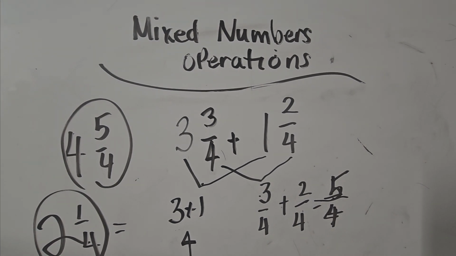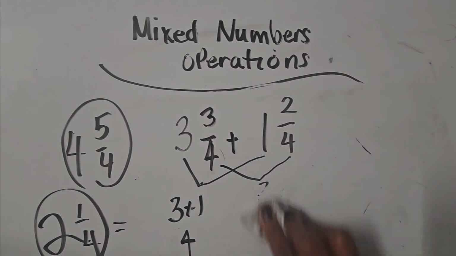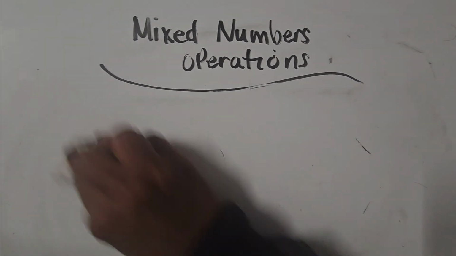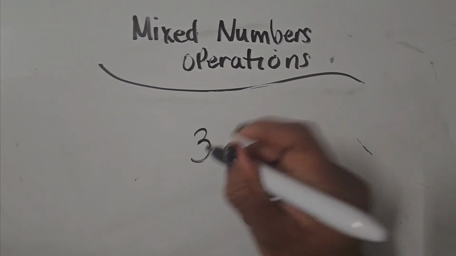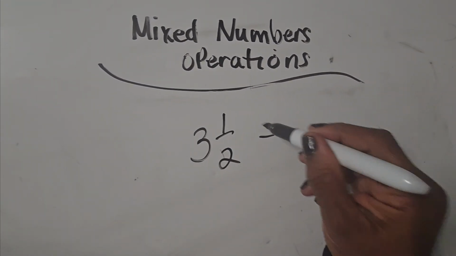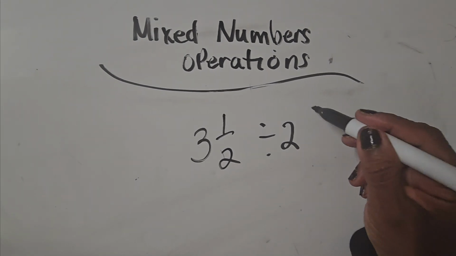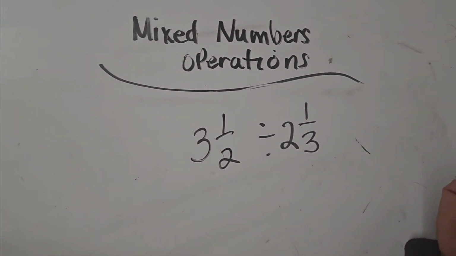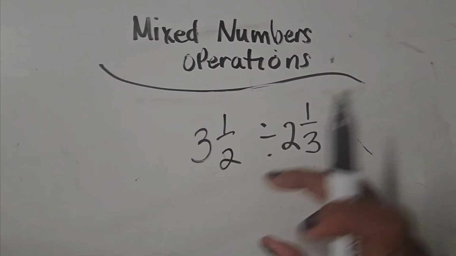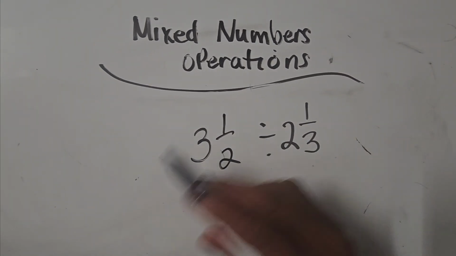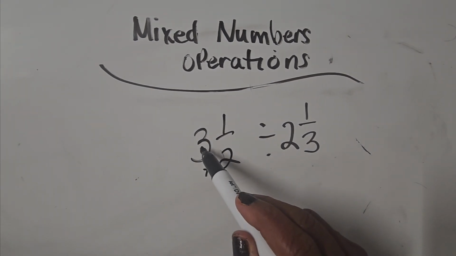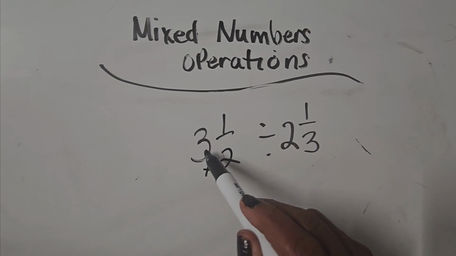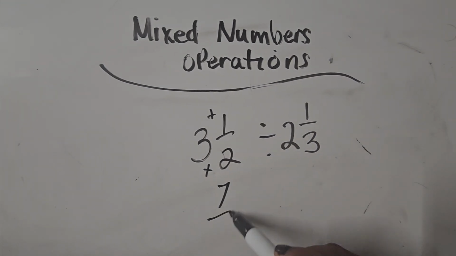All righty. I'm going to go over a division because I didn't make a video of that as yet. Let's do a division. 3½ divided by 2 and 1/3. Okay, again with division, you don't pull the whole numbers to the side. You rename. So to rename, you take the denominator, you times it by the whole number. 2 times 3 equals 6 plus 1 is 7 over 2.